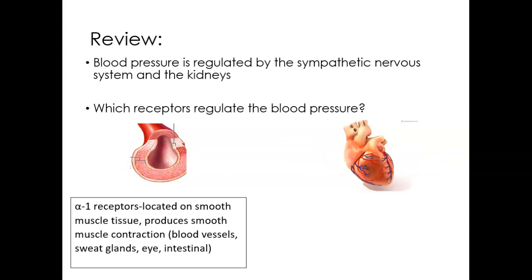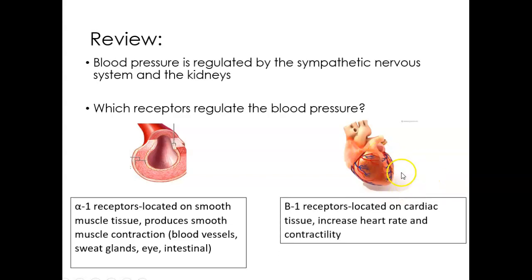Vasoconstriction and of course increased blood pressure when it's initiated. Beta-2 receptors are located on the cardiac tissue and they increase heart rate and contractility. So beta-1 receptors are located on the heart muscle, and then it's affected by heart stimulation and renin secretion, and renin secretion comes from the kidneys. So that's why the kidneys are a big player as well.